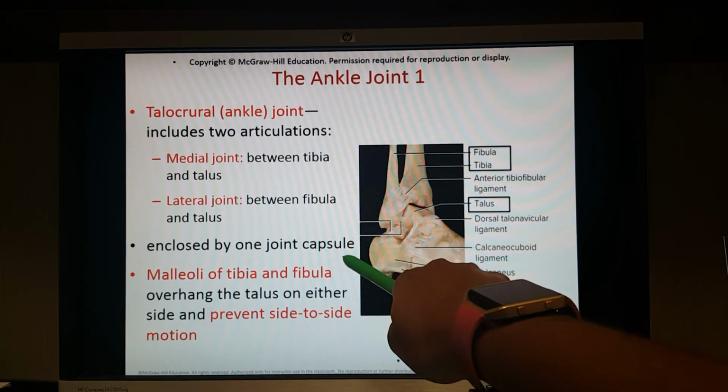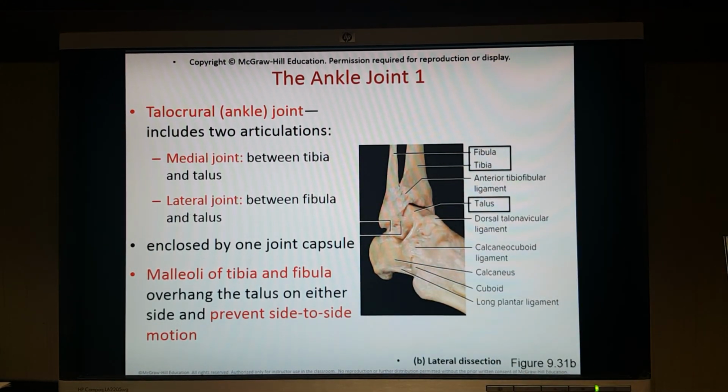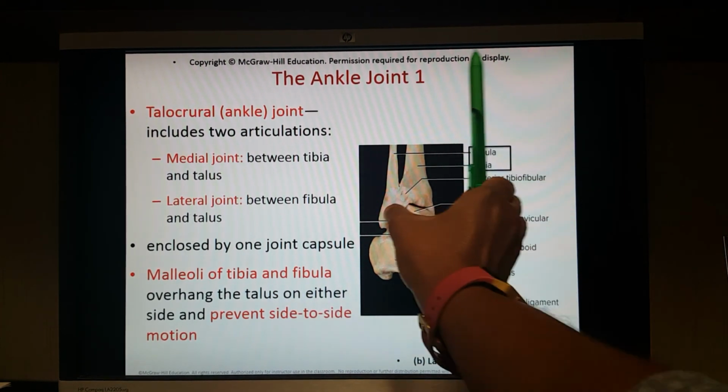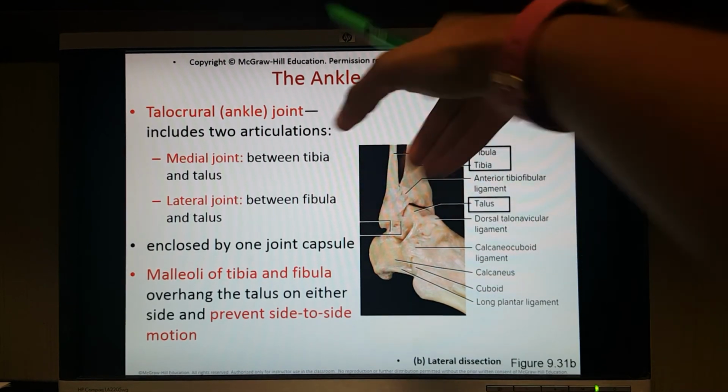This is also enclosed in one joint capsule. So a lot of synovial fluid helping keep your ankles all nice and friction-free as they move around. And again, the malleoli of the fibula and tibia help to prevent side-to-side rocking of your ankle.